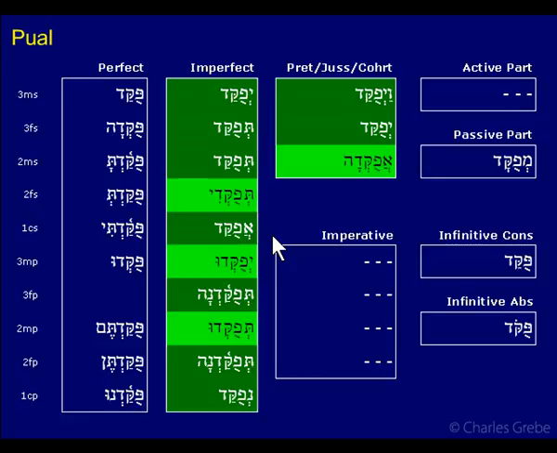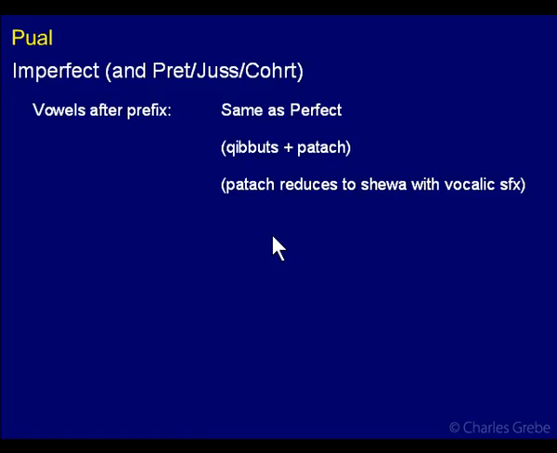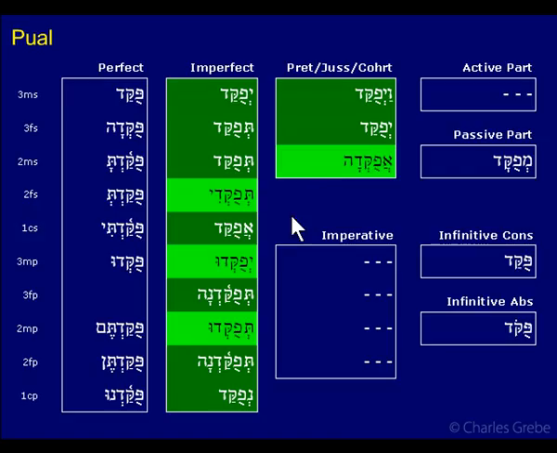Okay, probably I'm looking at the next vowel along here. Vowels after the prefix, they're the same as the perfect. Kibbutz plus patach. Okay? See this here? Kibbutz plus patach. In the PL, it's not like this.